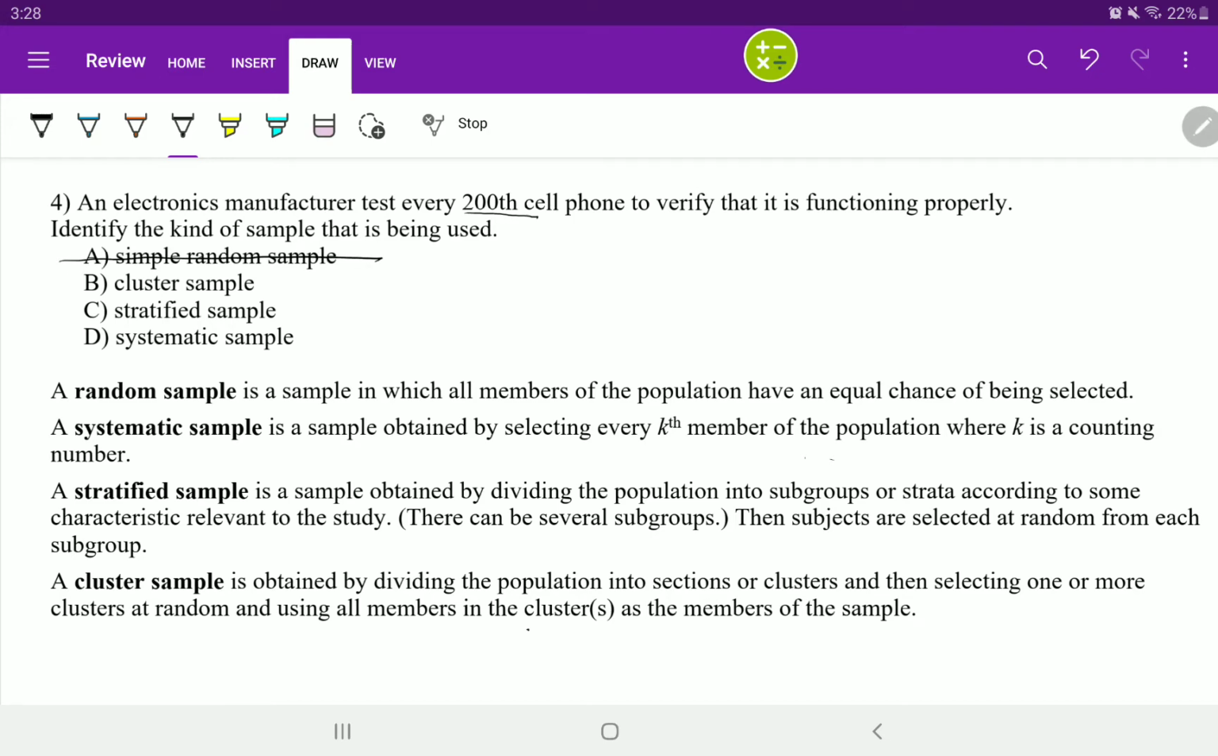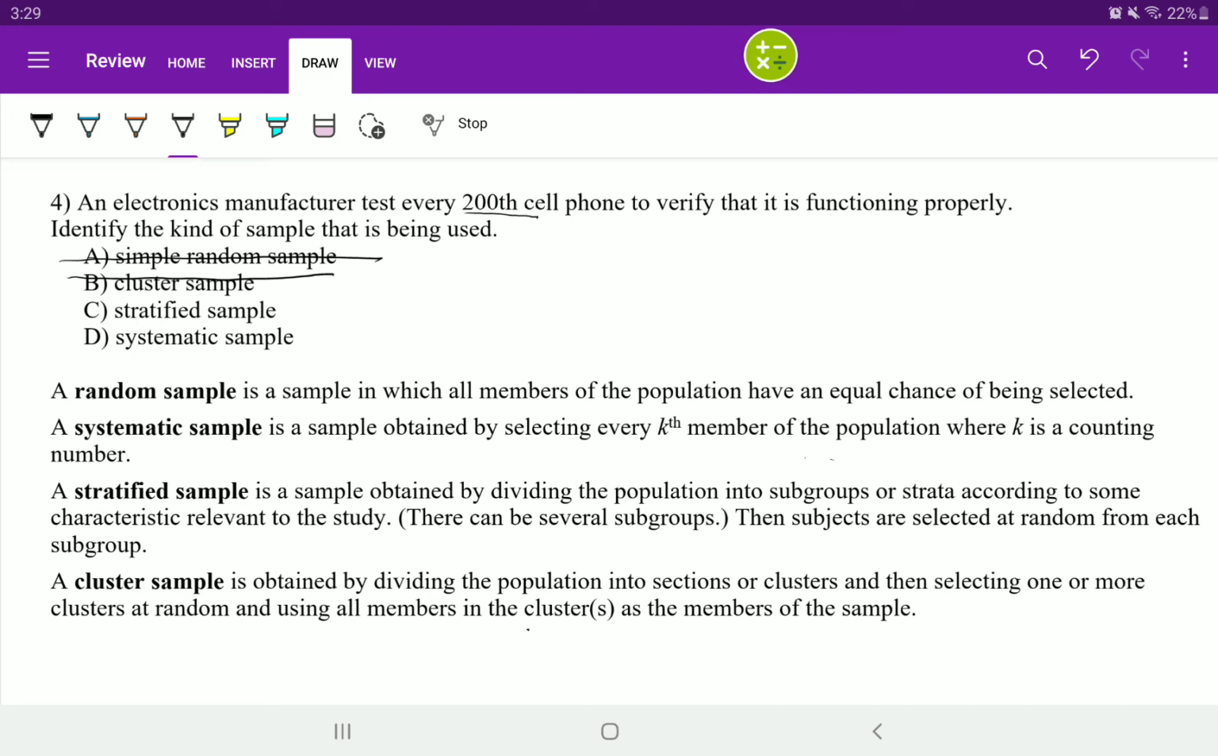When it comes to cluster sampling, it is obtained by dividing the population into sections or clusters and then selecting one or more of the clusters at random. And when you pick those clusters, you're using all the members of those clusters as a part of your sample. This says nothing here about dividing a population into clusters. So I'm going to eliminate that. And yes, if you already know, the answer is D. But I want to explain why the answer is D.